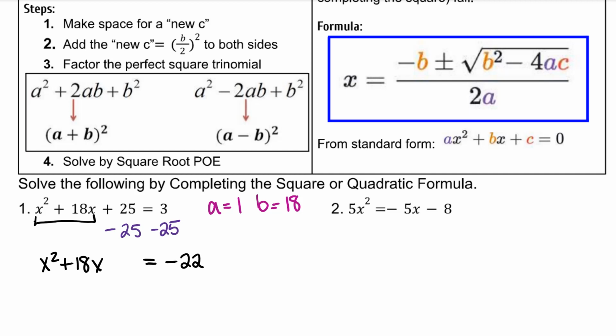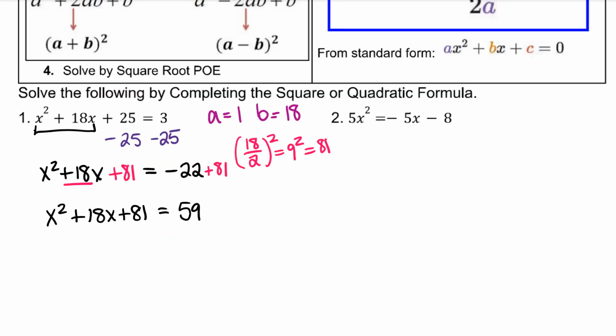Now we've made space for a new c, and this new c is going to complete this into being a perfect square trinomial. How do we determine what that number should be? That number is b divided by 2 squared. Remember, b is 18, so 18 divided by 2 squared is our new c. Add that to the left side of the equation to complete the perfect square trinomial, and if you add it to the left side, then you have to add it to the right side.